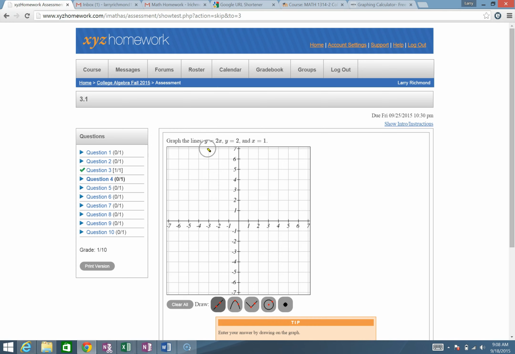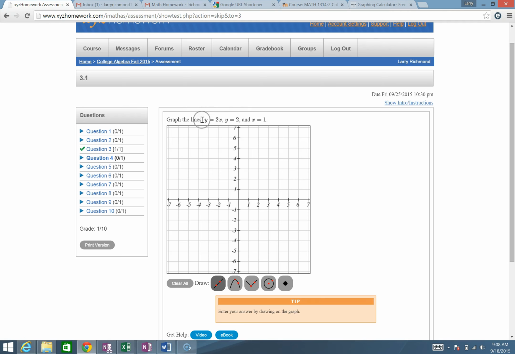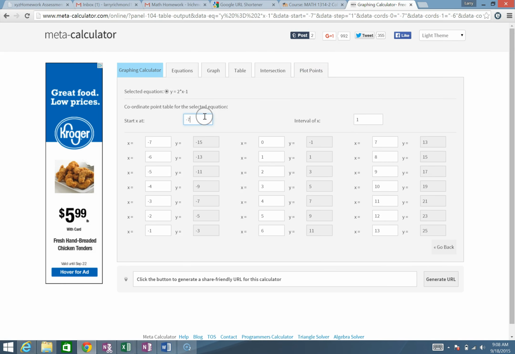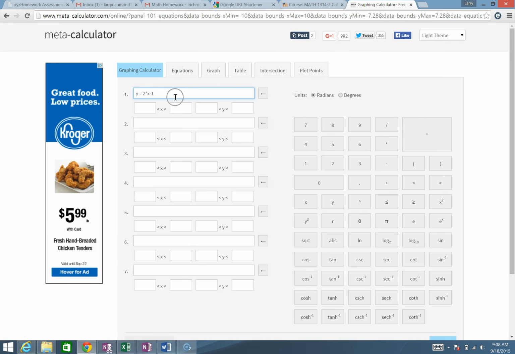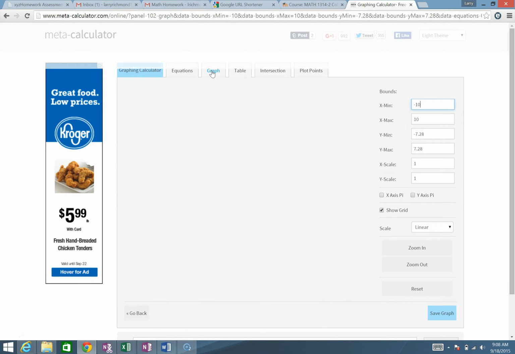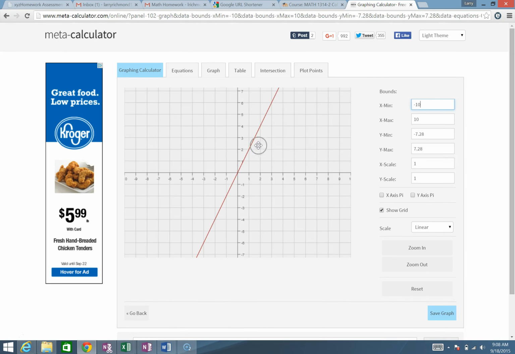Here it's asking us to graph the lines y equals 2x, y equals 2, and x equals 1. We could simply type this into our grapher. Y equals 2x, coming to my grapher, going to equations. I will key in y equals 2x and hit graph. I see I have this line. Notice it's moving up as we go from left to right. It passes through the point 0, 0. It also passes through the point 1, 2.